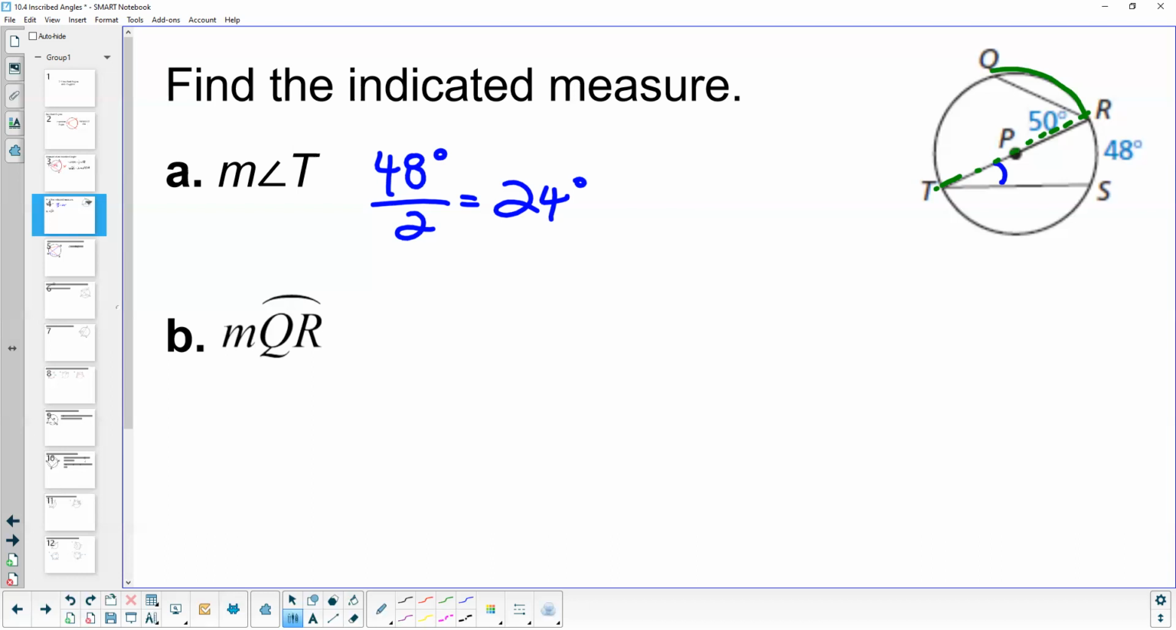Well, that's going to be that inverse relationship going from inscribed angle to the other side. So we're going to take our inscribed angle and multiply it by 2 to get the measure of our arc here. Now we're looking at the measure of arc QT, not QR.